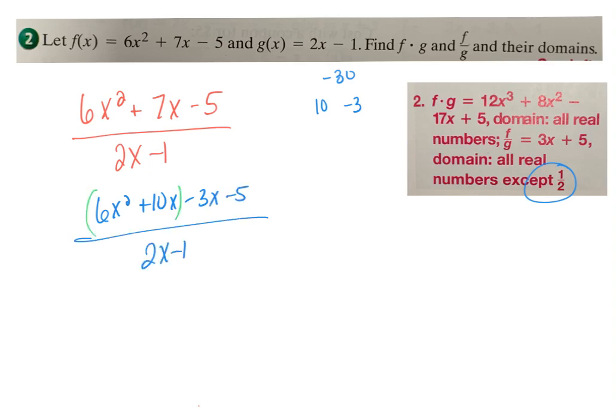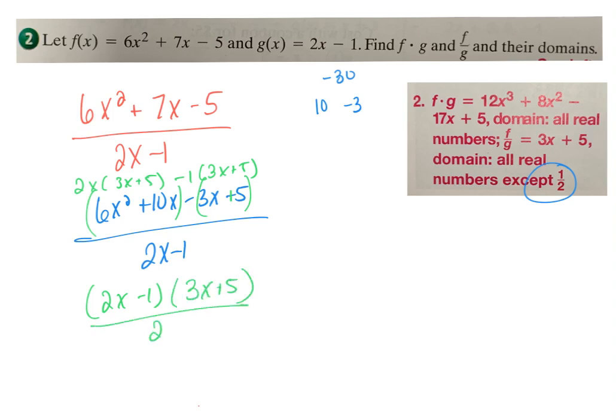We factor by grouping. When we group behind a negative, we change it. This will have a 2x that comes out. We'll get 3x plus 5. This doesn't have anything that comes out, so we'll get 3x plus 5. So we end up with 2x minus 1 times 3x plus 5 all over 2x minus 1. My 2x minus 1's cancel, and I'm left with 3x plus 5.